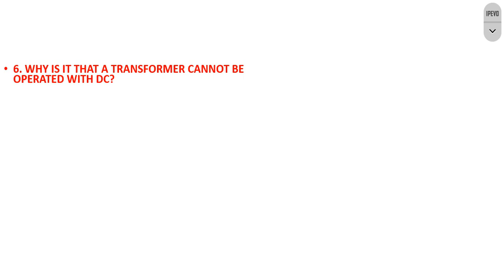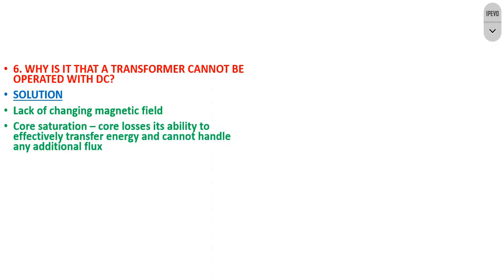Why is it that a transformer cannot be operated with direct current, with DC? Solution: this is just a direct question and answer. The lack of changing magnetic field. So DC doesn't have a changing magnetic field. The core is saturated. What do we mean by a saturated core? Core loses its ability to effectively transfer energy and cannot handle any additional flux. So the core of the transformer in terms of DC is always saturated.